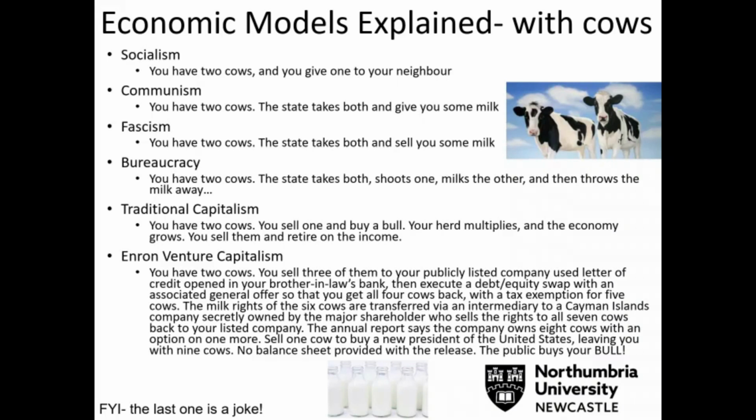But then we can see the kind of traditional capitalism example, where you have two cows, you decide to sell one of them and buy a bull, so then you can use the cow and the bull to multiply your herd, to grow your economy, to create wealth, eventually sell them off and retire on the income. So that's the kind of concept of capitalism, trying to make the best of the resources you have to create and generate wealth. But I'll let you pause the video and have a read of these.